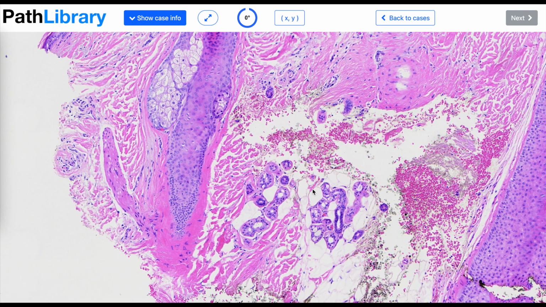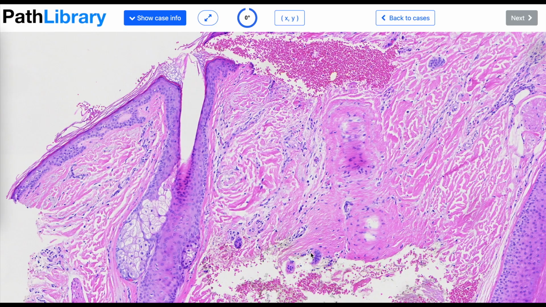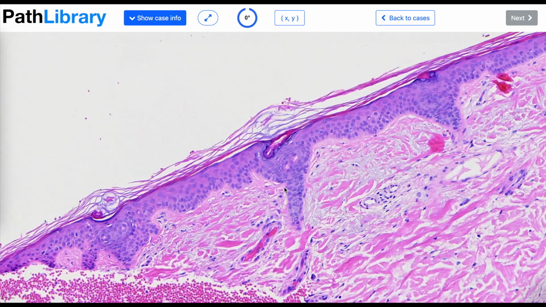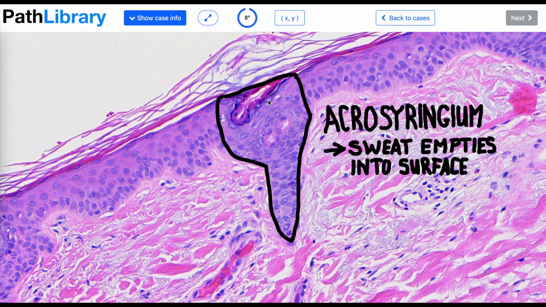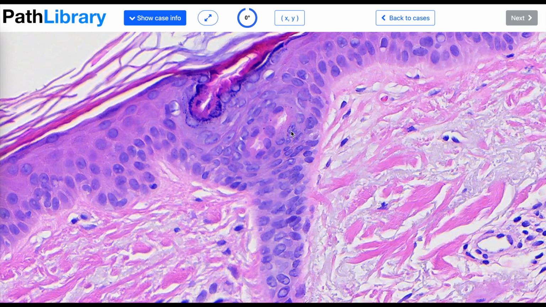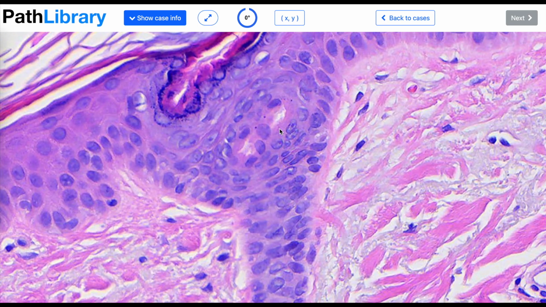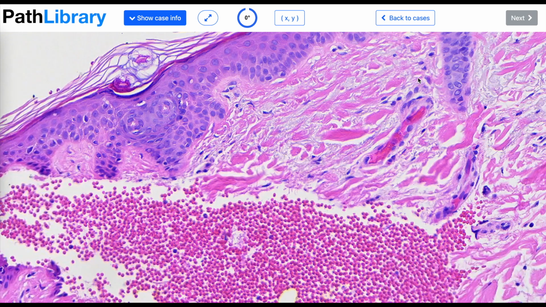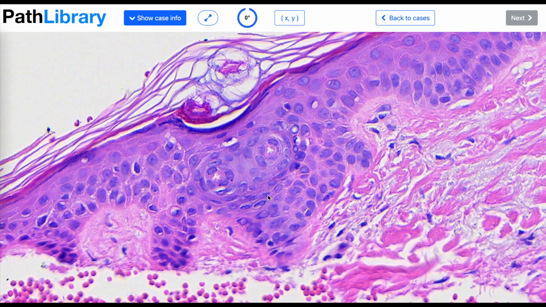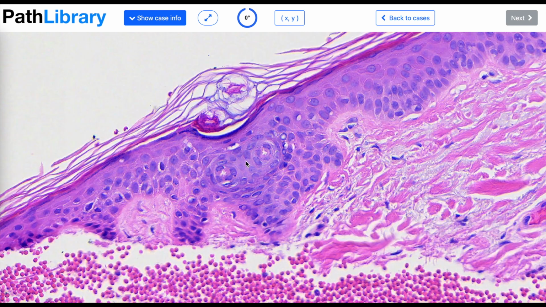And what happens to that sweat is it will eventually get secreted into the surface, and it does so through these structures. And this is known as the acrosyringium. So the acrosyringium contains these lumens through which the sweat will eventually travel to the outside world. Here's another acrosyringium right beside it, again with the lumens, that's going to create a passageway for this sweat to travel.